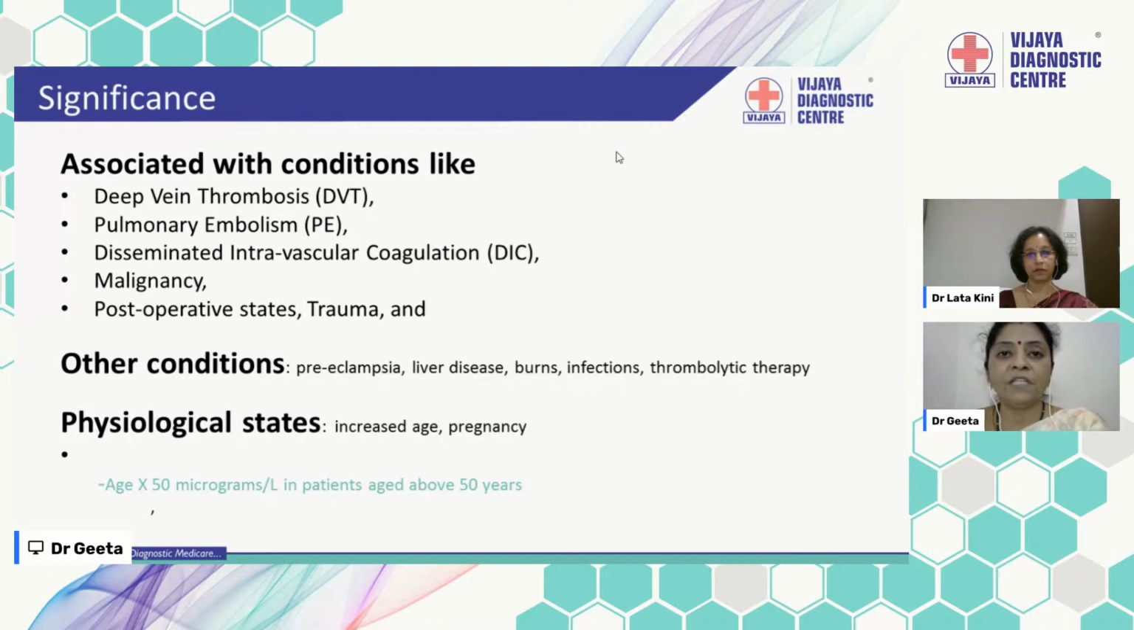Further, apart from these pathological conditions, D-dimer also increases with age and in pregnancy. Throughout pregnancy, as the third trimester approaches, there is an increase in D-dimer. Also, above 50 years of age, it is noted that D-dimers are increasing. Hence, whenever a cutoff value is to be taken in adults, children, and pregnant women, these have to be carefully studied.